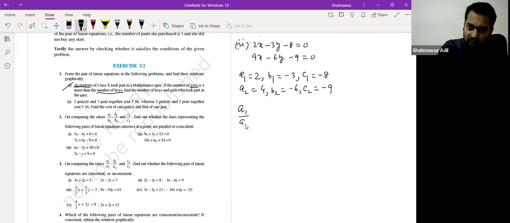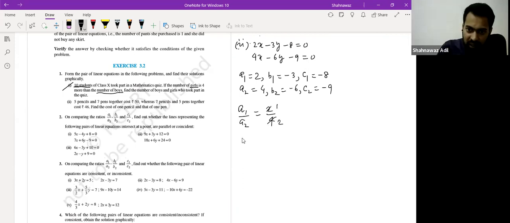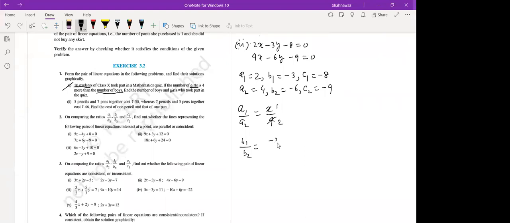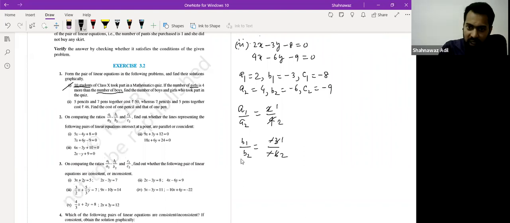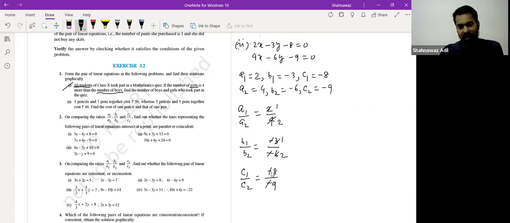So A1 by A2 is 2 by 4, which is 1 by 2. And B1 by B2 is -3 by -6, so 1 by 2 again. And C1 by C2 is -8 by -9. So this is 8 by 9.